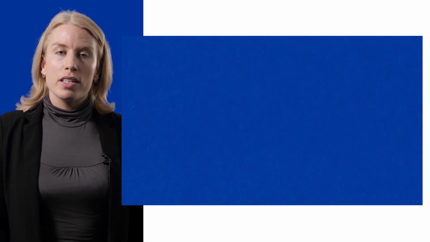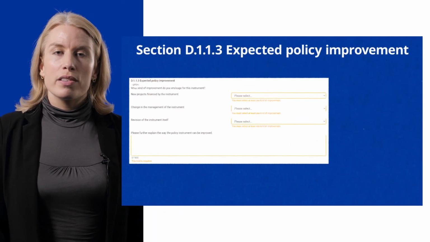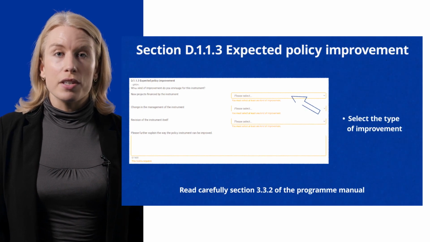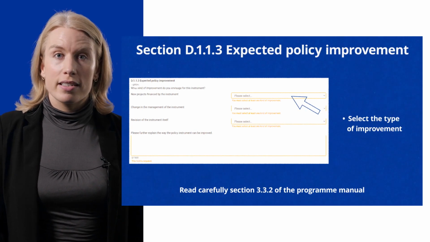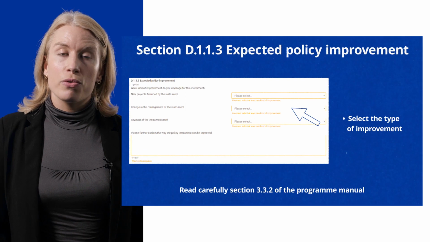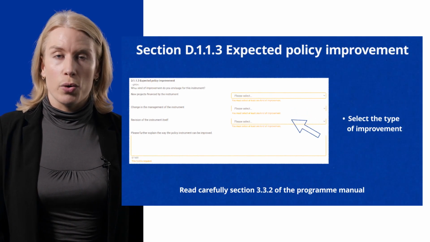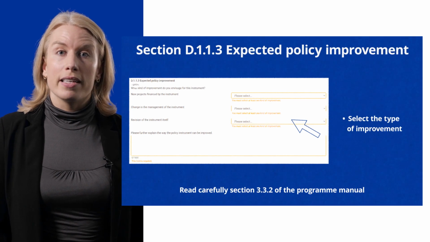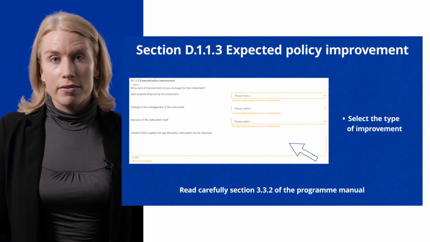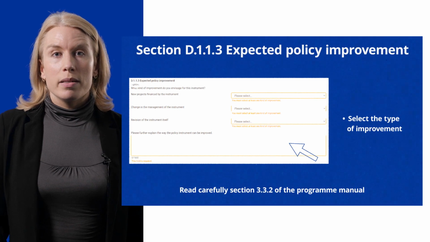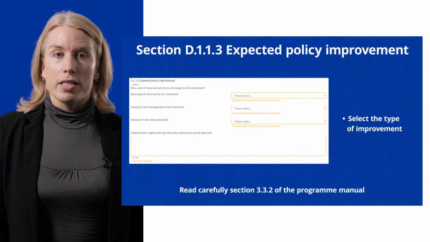Looking into section D of the application form, you will need to describe what kind of policy improvement is envisaged for each policy instrument addressed. There is a drop-down menu for each of those 3 types, and the partner will need to select yes or no if this type of improvement applies. There is also a free text field where this improvement needs to be described in more detail.